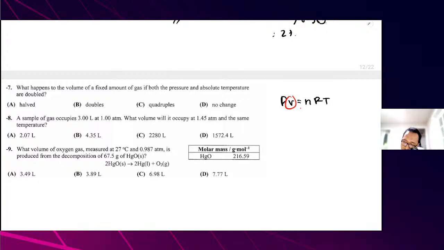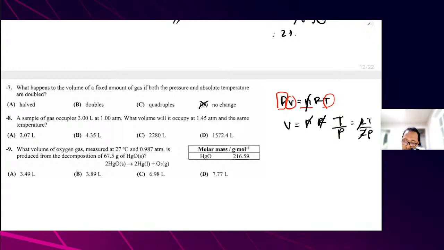Fixed amount, okay? This is fixed. If both pressure and temperature are doubled, you see we can cancel out n because it's constant, and R is also constant. And then we have T and P. So if we double T and double P, it will be the same T and P, so no change.